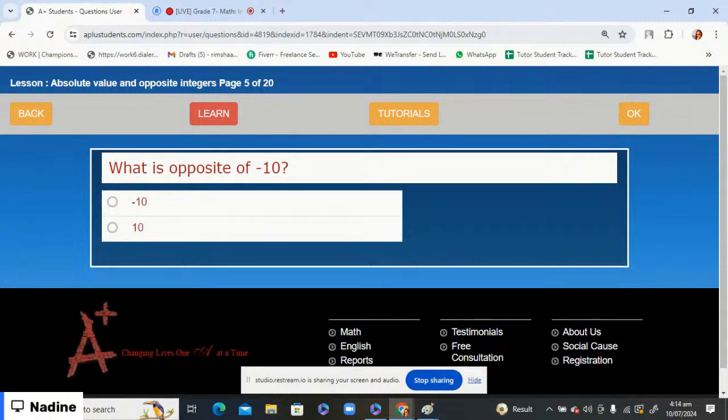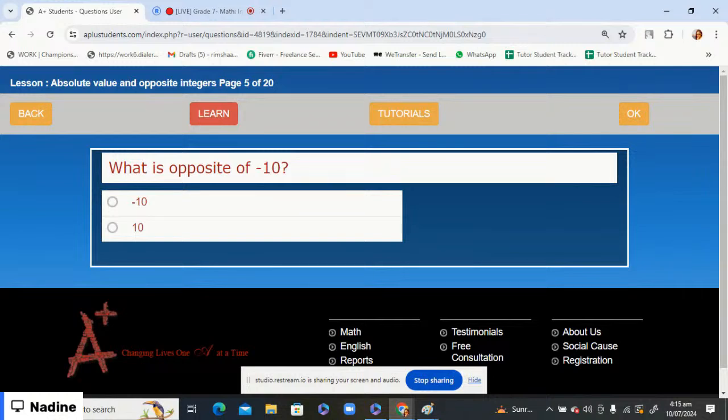So this time you guys think about it and then tell me in the chat what is the opposite of minus 10. Everyone think about it and then tell me in the chat. Please do it, everyone. Everyone solve it in your notebook.